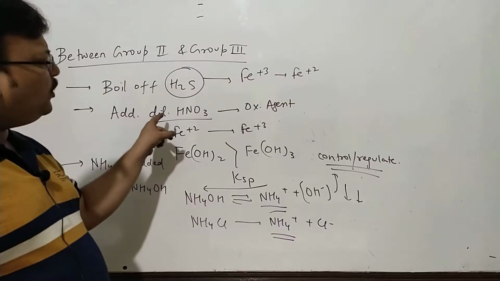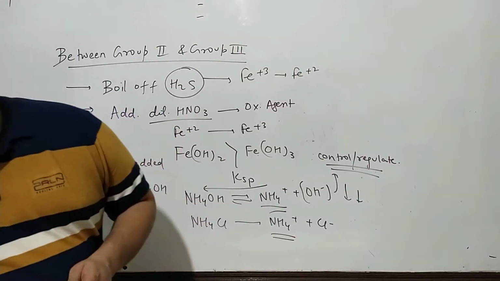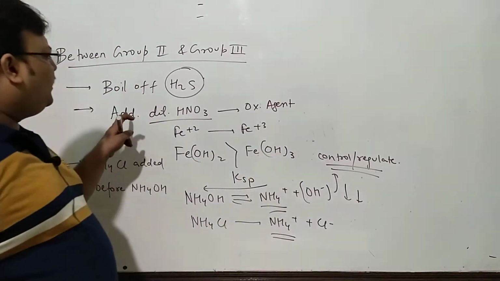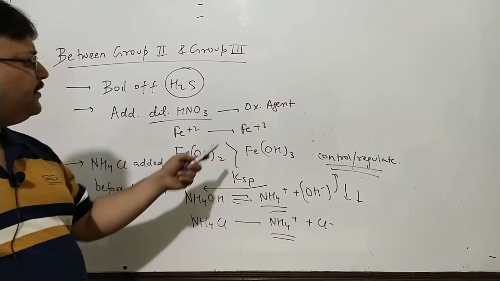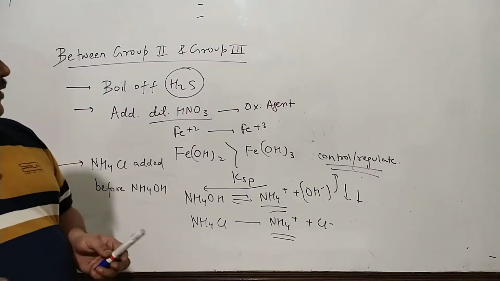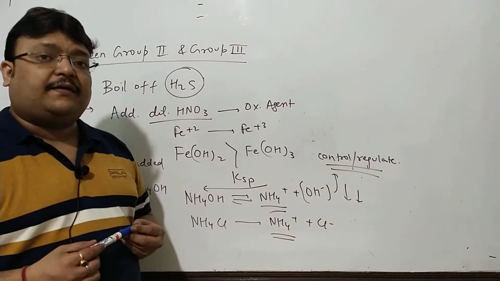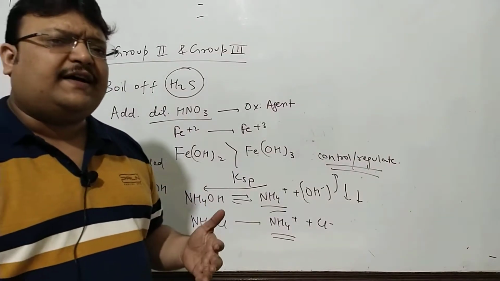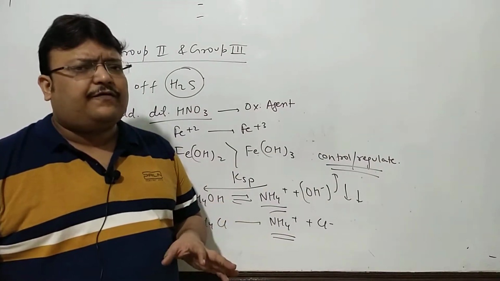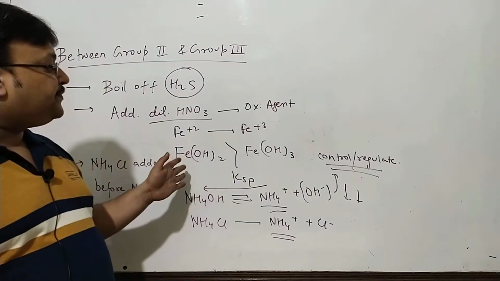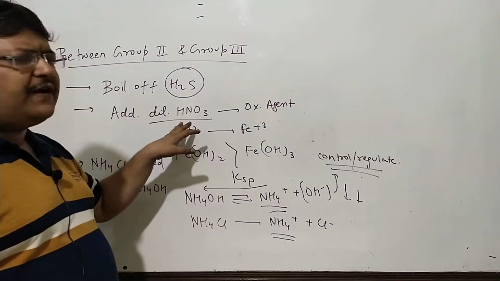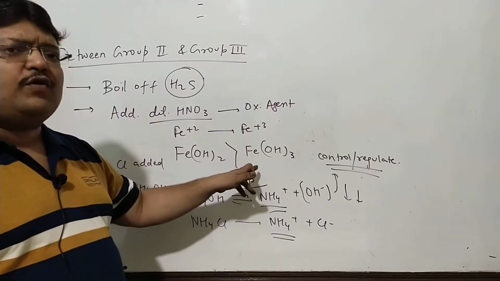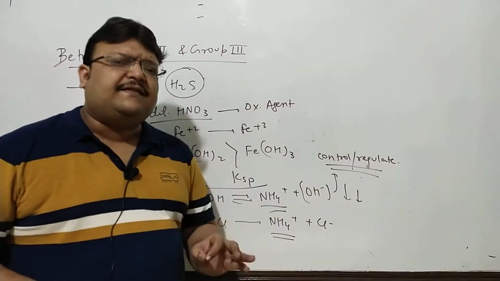Then you add a little bit of nitric acid to convert ferrous to ferric. It's an oxidizing agent. Ferric hydroxide has a lower KSP than ferrous hydroxide, so it is easier to precipitate. The iron which we want to test or precipitate in group 3 is in the ferric form. You add a little bit of nitric acid before moving to group 3 because you want to oxidize ferrous to ferric. Ferric hydroxide having lower KSP, I repeat, is easier to precipitate.